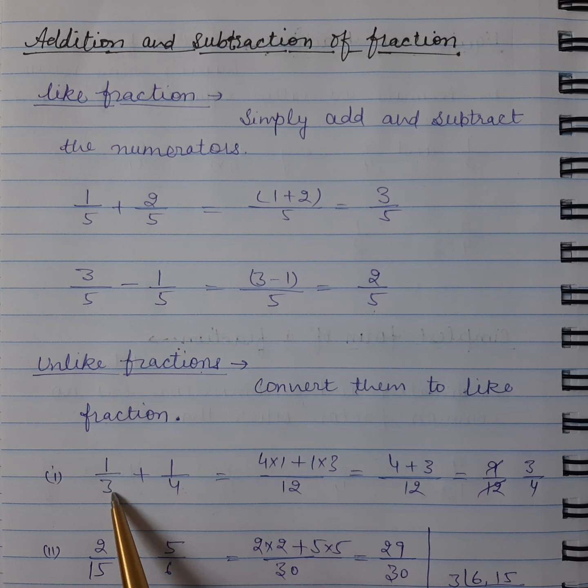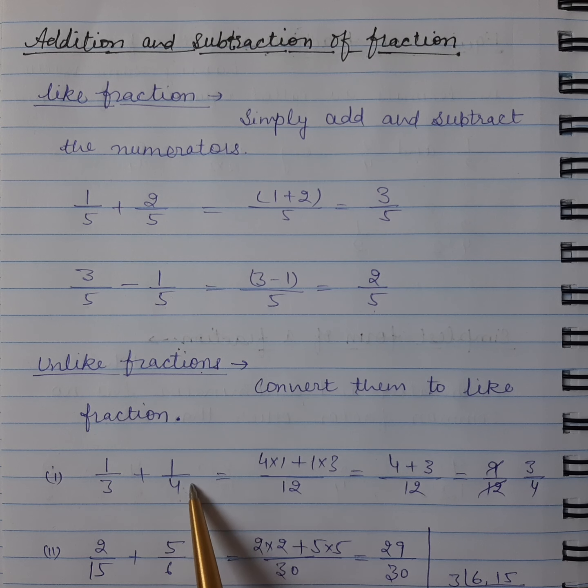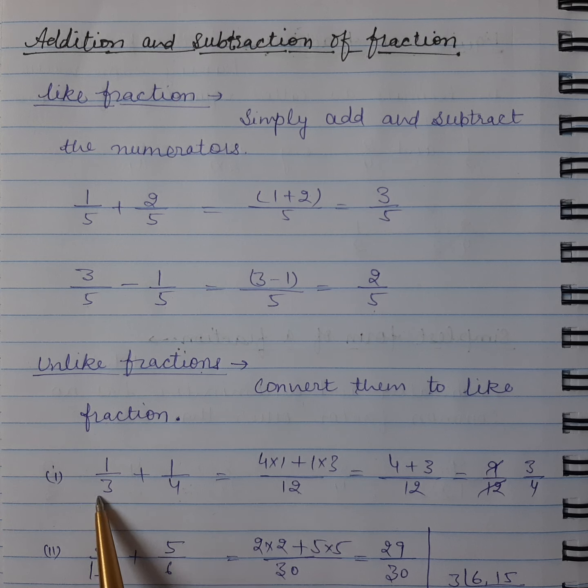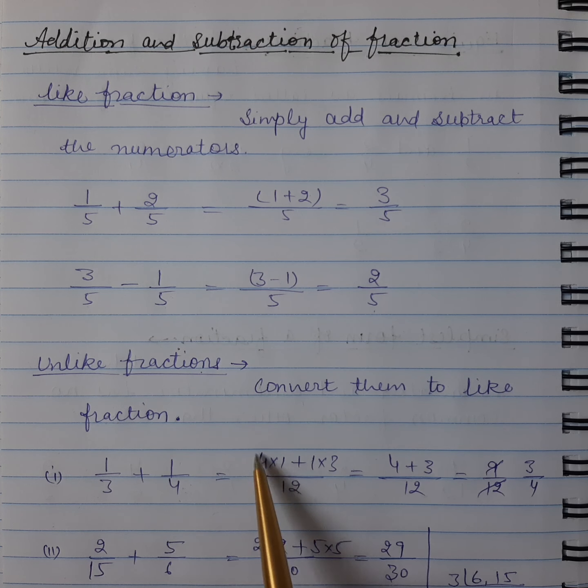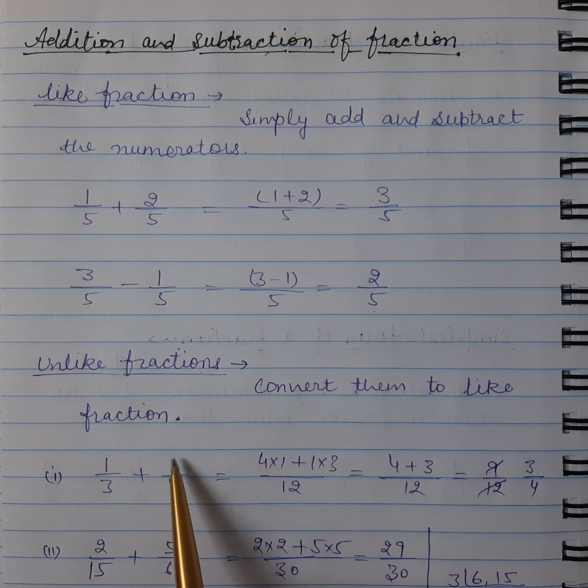For example, 1 by 3 plus 1 by 4 are unlike fractions, and we cannot simply add 1 plus 1, the numerators of these two fractions. So firstly, let's take the LCM. LCM of 3 and 4 is 12. Here we are multiplying the first fraction by 4 because 3 multiplied by 4 is 12. As we have multiplied the denominator by 4, we have to multiply the numerator by 4 as well. So 4 multiplied by 1. And then in the second fraction, 4 multiplied by 3 is 12.